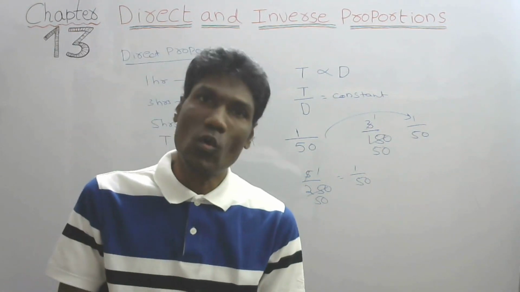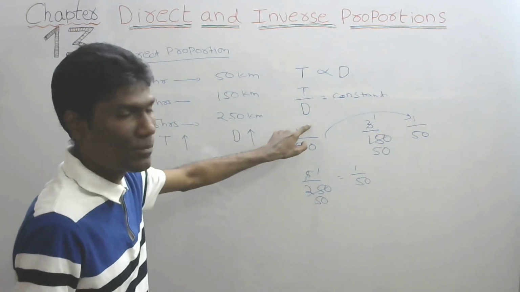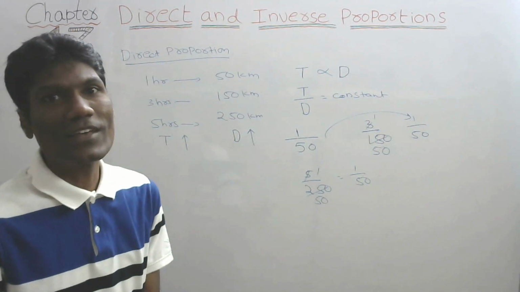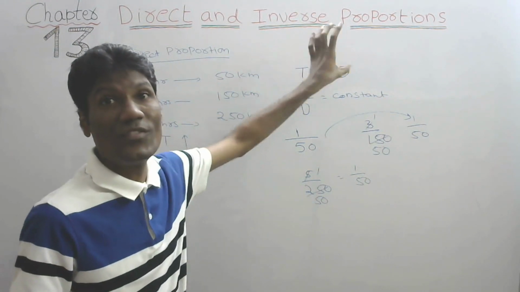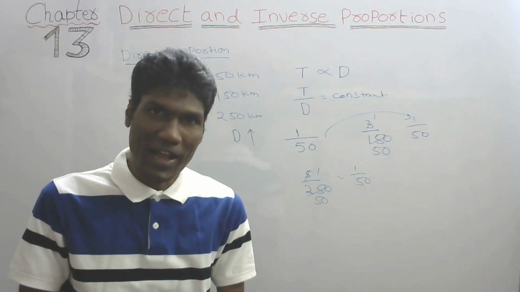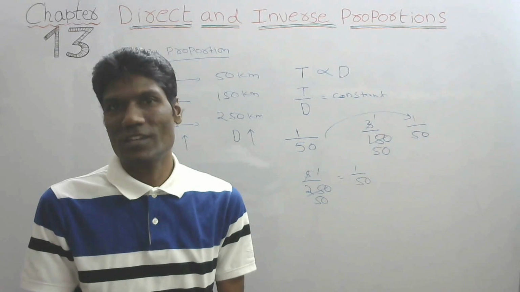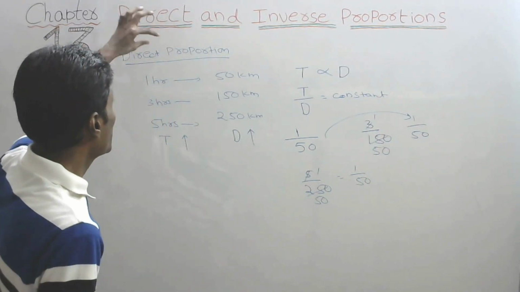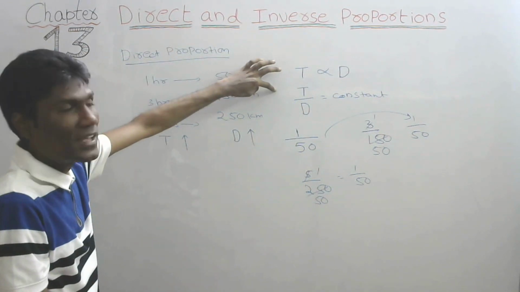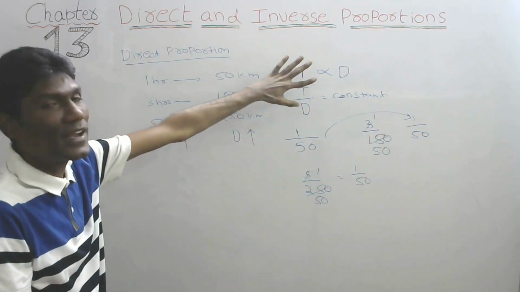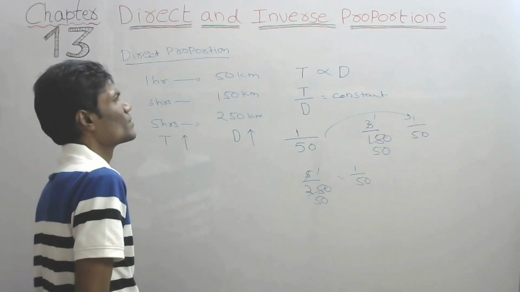If these two quantities are directly proportional, then the ratio will be the same. Or in other words, if the ratio is constant, then we will call them directly proportional to each other. So the definition is, if two quantities' ratio is constant, then they are said to be directly proportional.